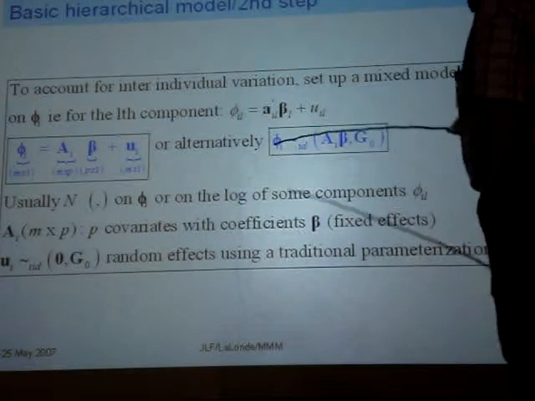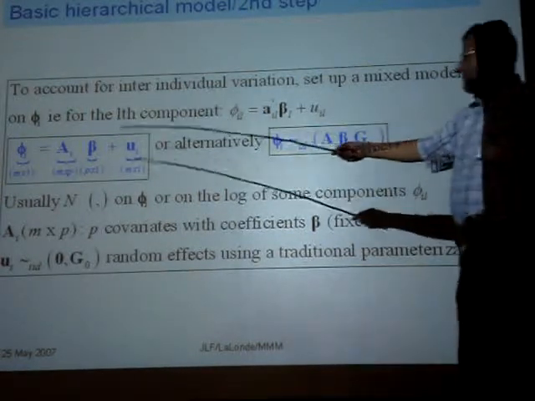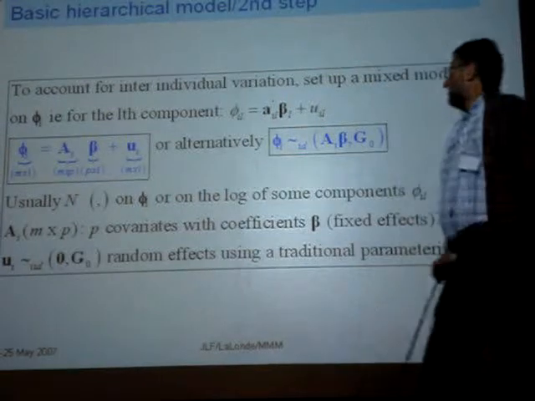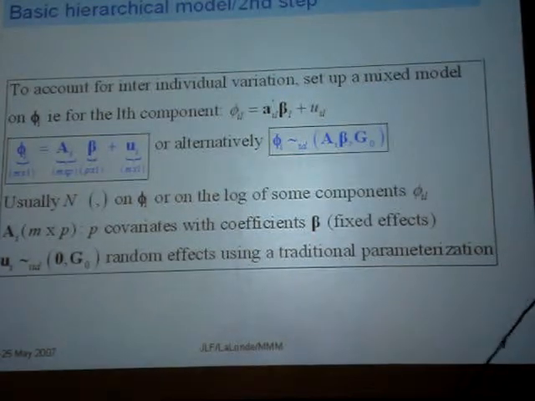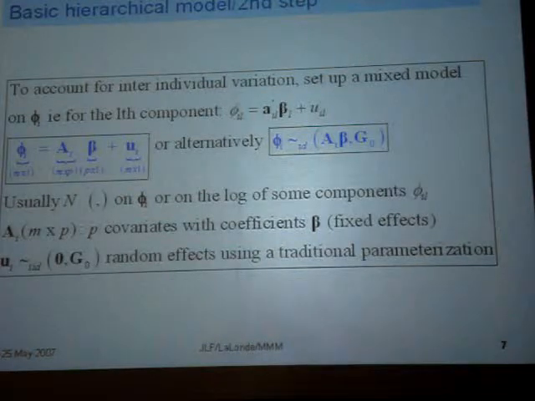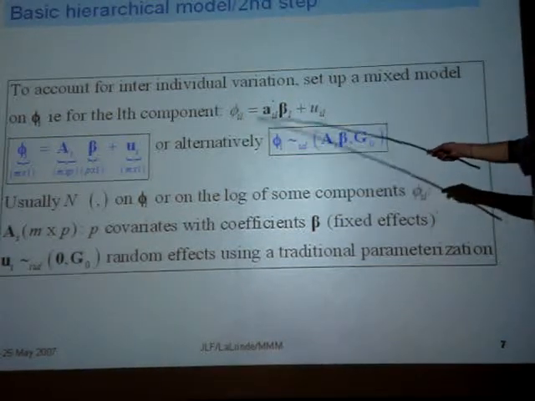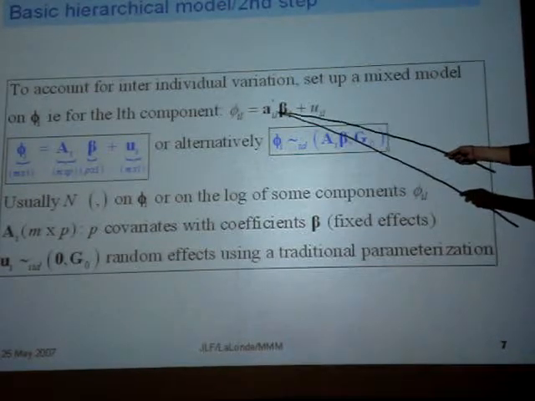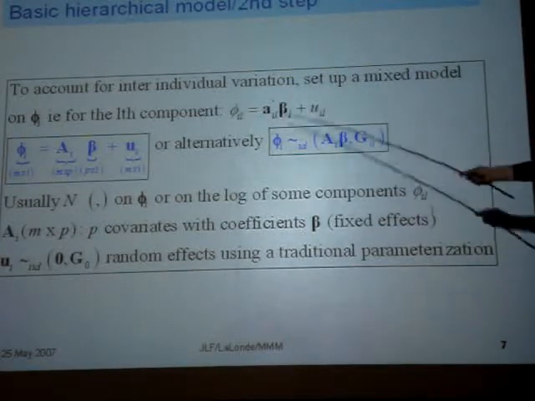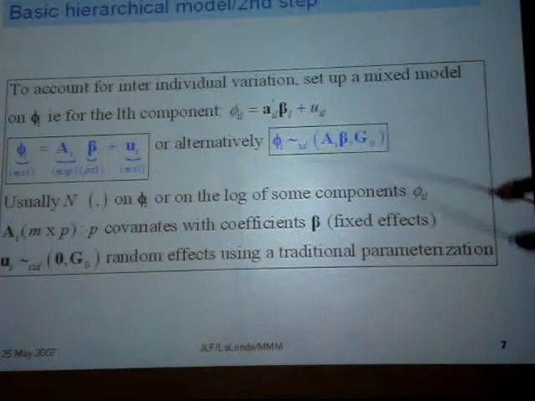So to account for inter-individual variation, we set up a mixed model on this phi i. That means that for one component, remember, we may have several components, two in the linear case, three in the unpaired. So for one component, we will write phi il equal a prime il, incidence row, beta l plus uil.